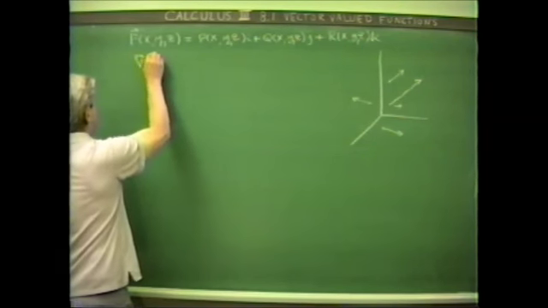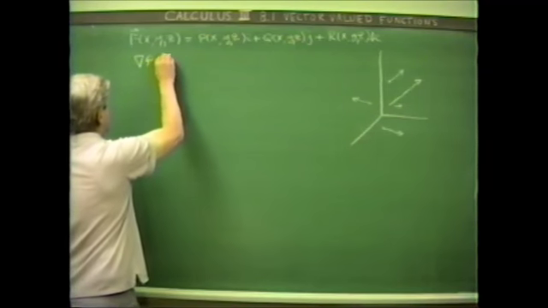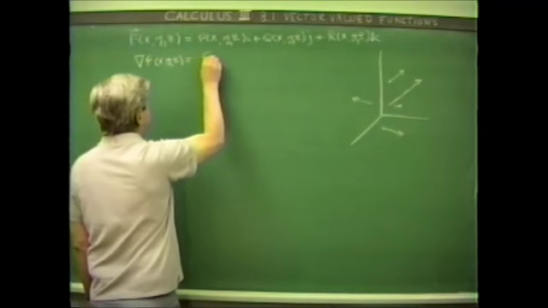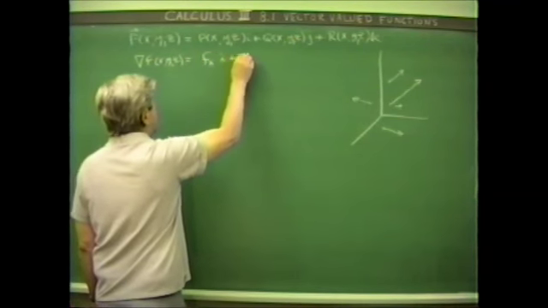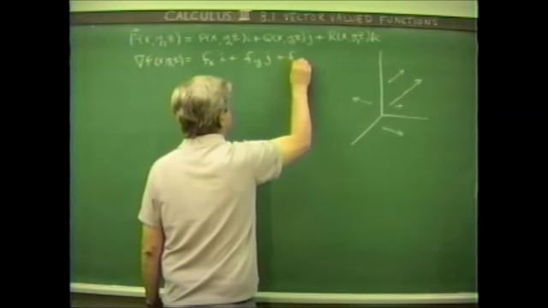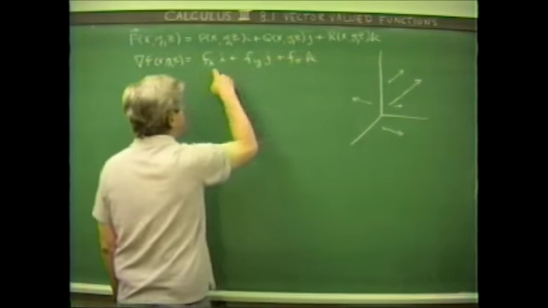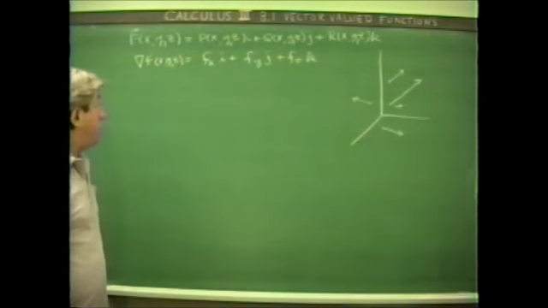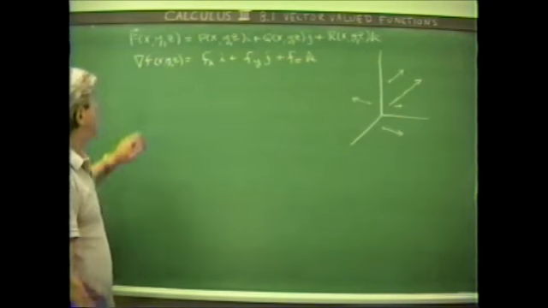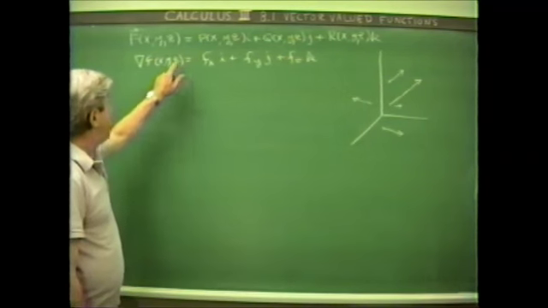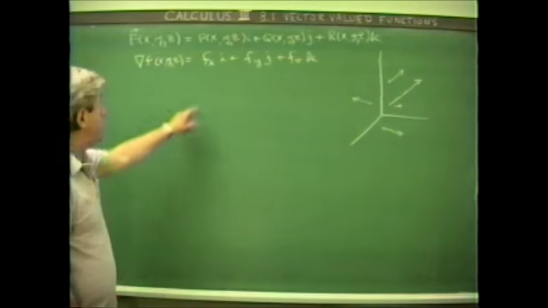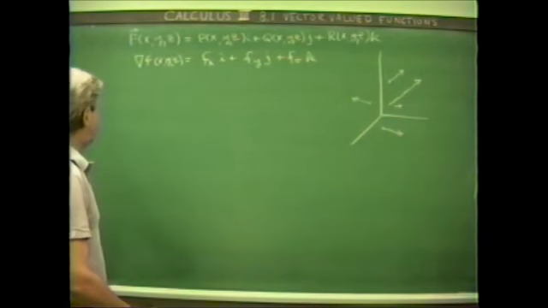An example of a vector value function which you're already familiar with is that of the gradient. The gradient of a function f of x, y, and z is the partial of f with respect to x i plus the partial of f with respect to y j plus the partial of f with respect to z k, where each of these partials is computed at the point x, y, z. So what the gradient does is it assigns to each point x, y, z in space a vector, namely this specific vector right here.